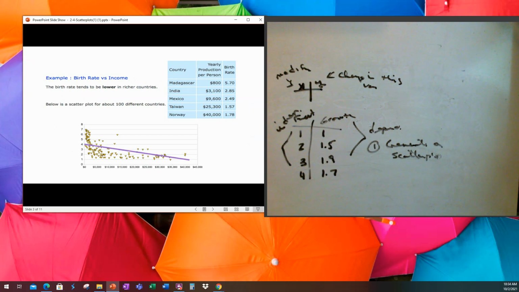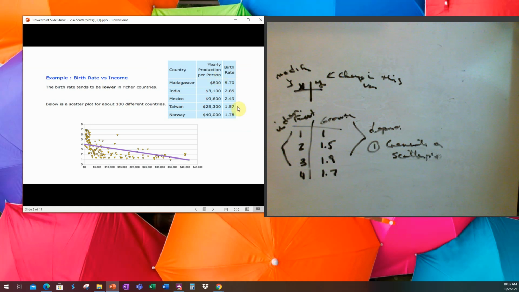Here's another one. This is birth rate versus income. So this is kind of an interesting take, and it shows up if you take any sociology courses. The birth rate tends to be lower in richer countries. So this is yearly production per person, their income per capita. But here's the birth rate, 5.7, so 5.7 births per average person in Madagascar, where there's a low standard of living. And then as we go to the richer countries, this thing tends to go down.